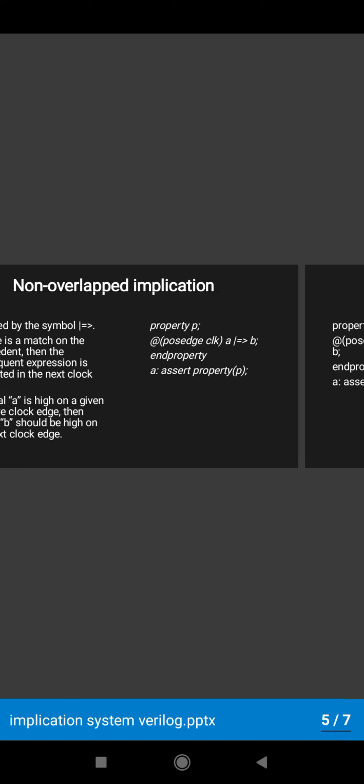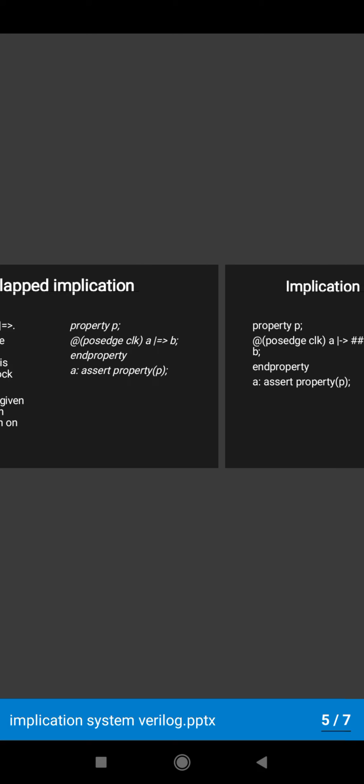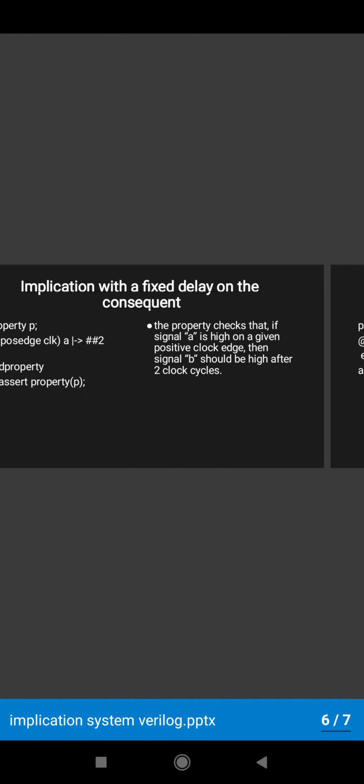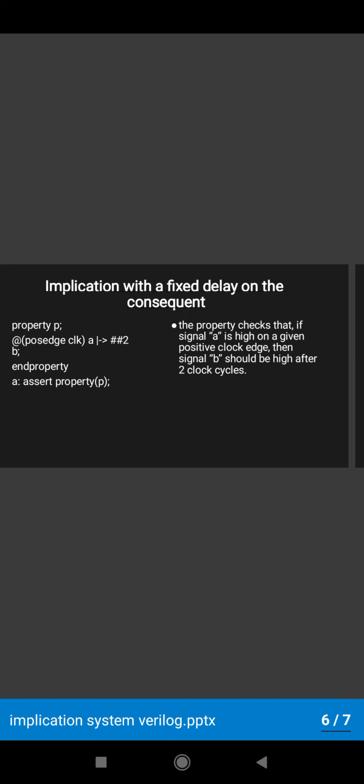This is non-overlapped implication. There are some variations also. If we have a fixed delay on the consequent, you can see here we have written A, then hash 2 B. It means that if signal A is high on a given positive clock edge, then B will be high after 2 clock cycles, because we have given a delay of 2 here. This is called implication with a fixed delay on the consequent. The consequent is delayed by 2 clock cycles.